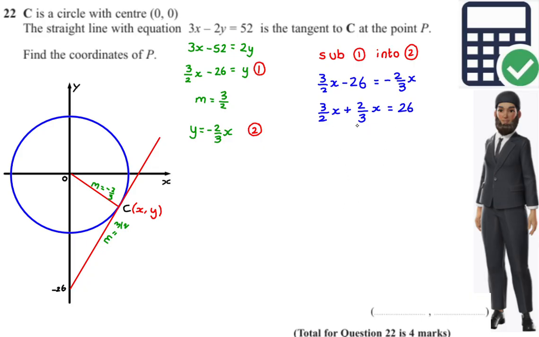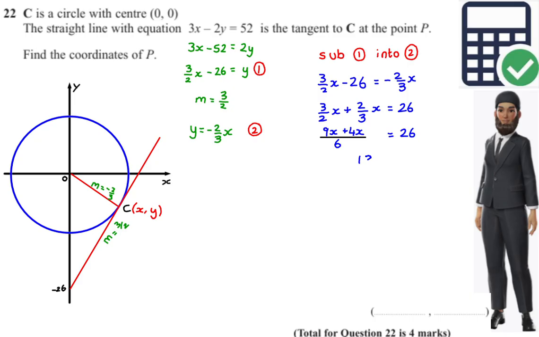Let's get a common denominator. The common denominator between 2 and 3 is going to work out to be 6. So 2 times 3 is 6. If I multiply the denominator by 3, you multiply the numerator by 3, so we get 9x. And 6 divided by 3 is 2, 2 times 2 is 4, so you end up getting plus 4x, is equal to 26.